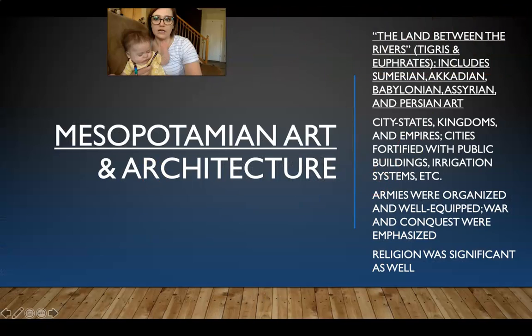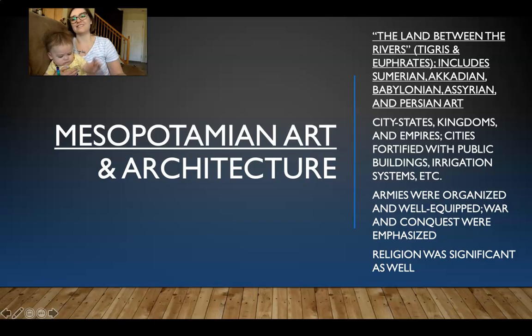Mesopotamian art and architecture, which I think you guys take an ancient civ class at some point in the curriculum here. Okay, so the land between the rivers, which is Mesopotamia, in the Tigris-Euphrates rivers are the two rivers here that sort of encapsulate the Fertile Crescent, include Sumerian, Akkadian, Babylonian, Assyrian, and Persian art. So there are city-states, kingdoms, and empires, cities fortified with public buildings and irrigation systems, really the origins of the modern world that we have, but in the ancient world.